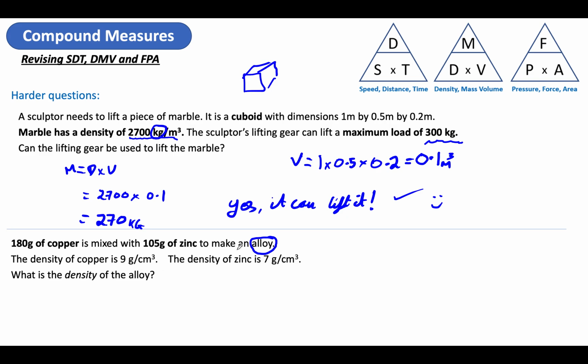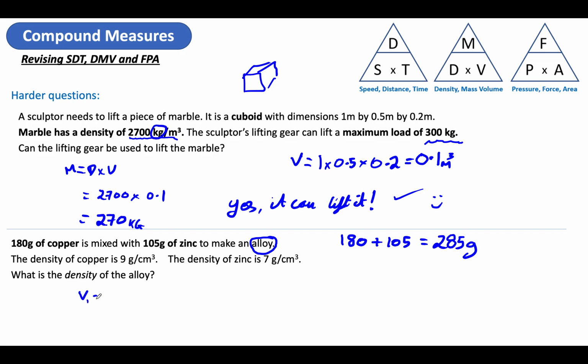I could just add 9 and 7, but that'd be pointless, because we've actually got more copper than we have zinc. So the thing to do first of all is to work out how much volume we've got from the copper, how much volume we've got from the zinc, and put those together to then work out what the density of the alloy is. I've already got the total mass, because I just add together the masses of the 2 metals, which is 285 grams.